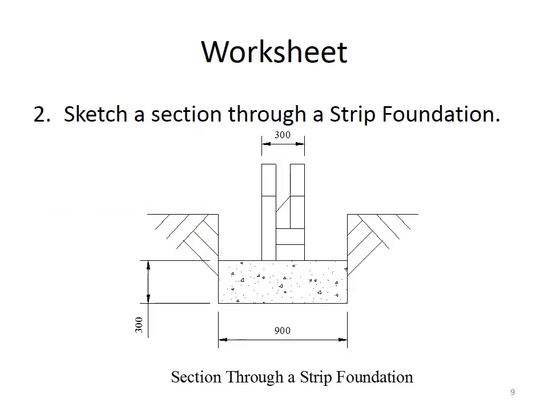Okay, worksheet question 2. Have a go there at sketching a section through a strip foundation. So we can see in this here, the width of the foundation is going to be 900 and the depth of it is 300mm. And we can see the wall being built up on top of it there, the rising wall. So this is the strip foundation.